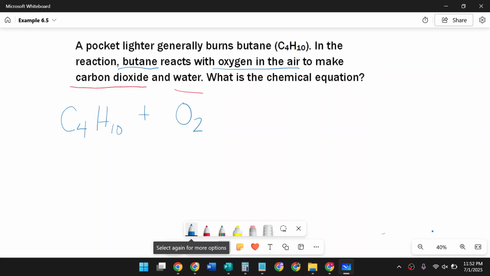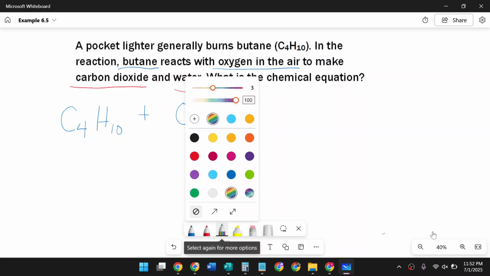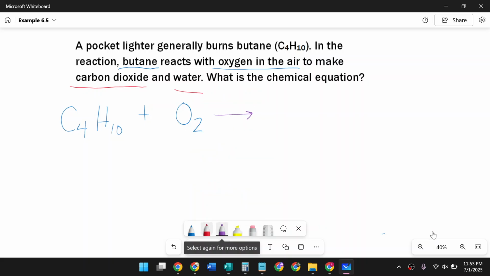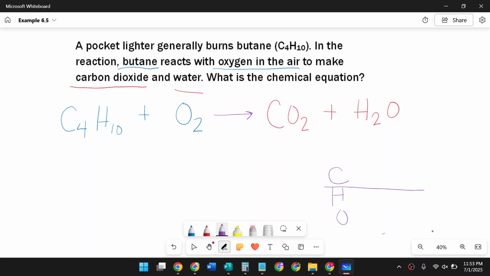Oxygen, remember, is diatomic, so it's O2. And then we have carbon dioxide and water. So this is the unbalanced chemical equation. The trick now is to balance it. So let's make our chart. We have C, H, and O.